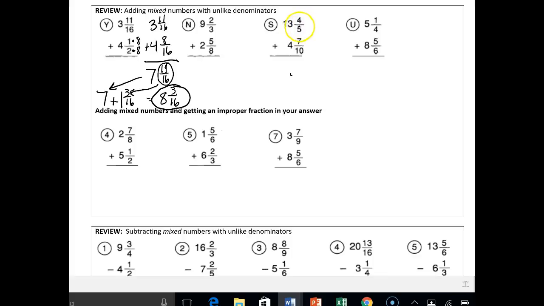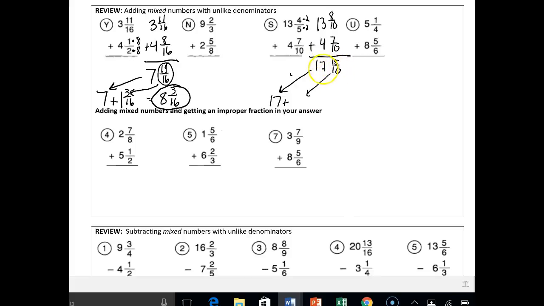Let's do number 2. To find common denominators, I'm just going to go ahead and make this 4/5. I'm going to multiply by 2 to get the common denominator of 10. So 13 and 8/10 plus 4 and 7/10. Add your whole numbers, you get 17. 8 and 7 gives you 15/10. So again, the 17 is good, so we put it off to the side. We're going to be adding it to whatever 15/10 is.